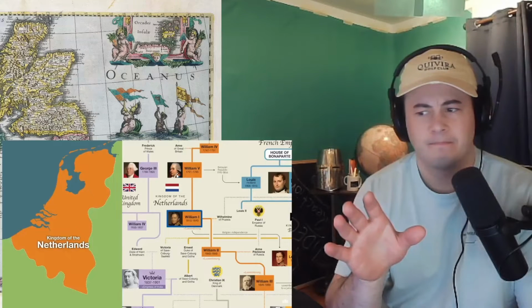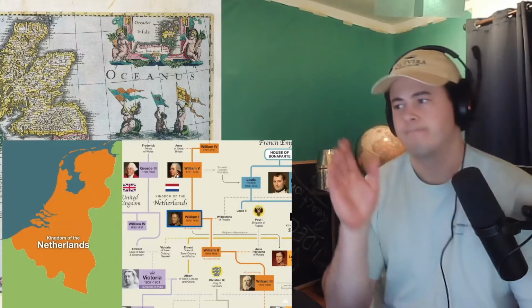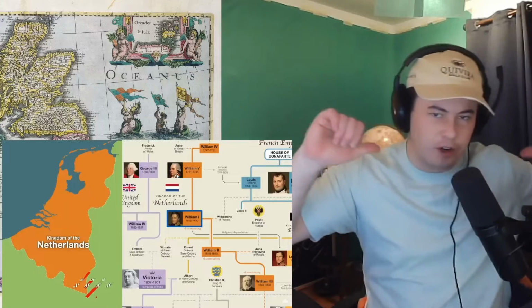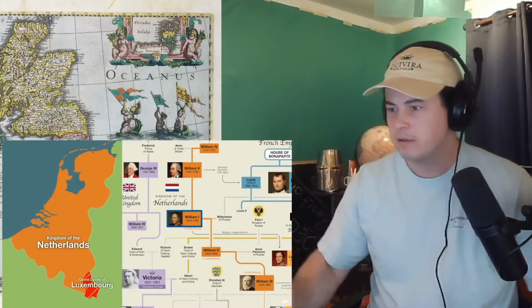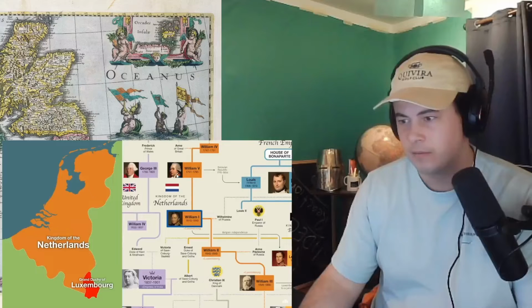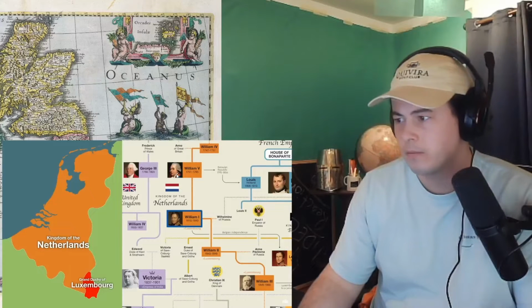However, as part of the deal, he agreed to swap his ancestral lands in Nassau, Germany, for the Grand Duchy of Luxembourg. Luxembourg remained independent, but was in personal union with the Netherlands. So, William I was not only the first king of the Netherlands, but also the first Grand Duke of Luxembourg.